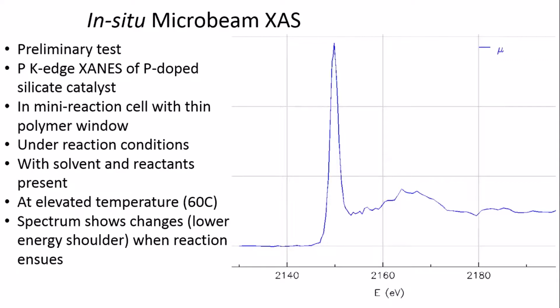But that shoulder is a feature that appeared only when the reaction ensued at the proper temperature. It was not there before the reaction was taking place. So we've succeeded in capturing a reaction with a catalyst. That's a good example. There's really a lot more work to be done on in situ measurements, so we're working with the Synchrotron Catalysis Consortium at NSLS-II to do more of that.